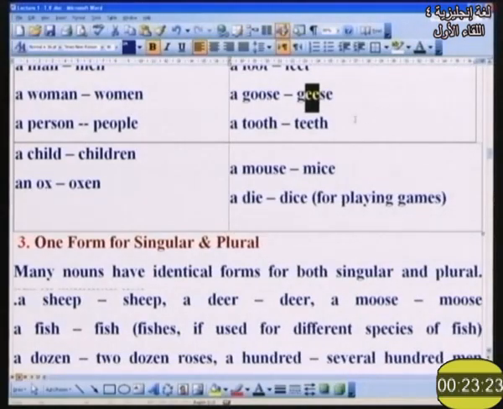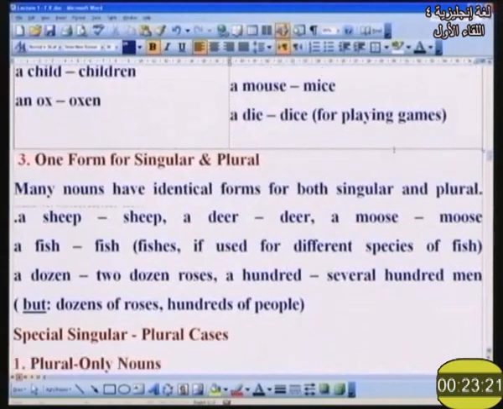Okay. The last type is words like mouse, which have an OU. In the plural, the OU changes to an I, and the S also changes to a C. Mouse, اللي هو الفار, it becomes mice. Another word is die, اللي هو حجر النرد ده اللي بيتلعب بيه الدومنة والحاجات. The plural is not dice, it's dice. Okay.